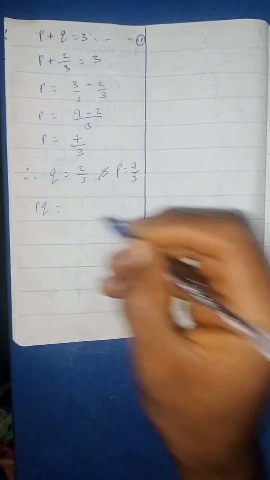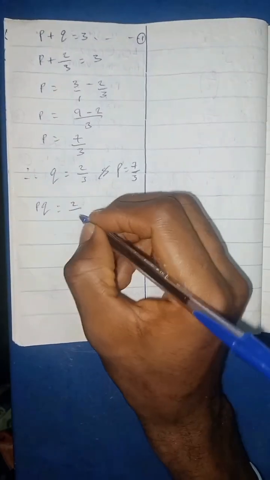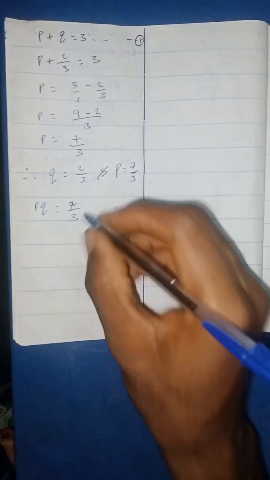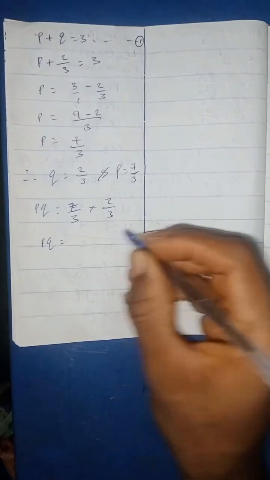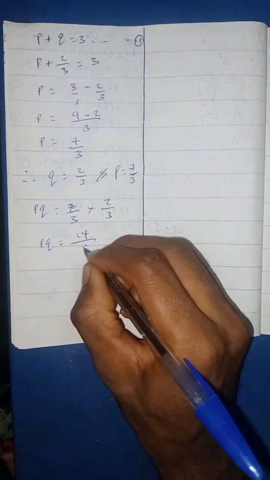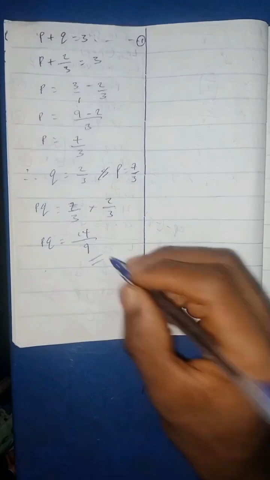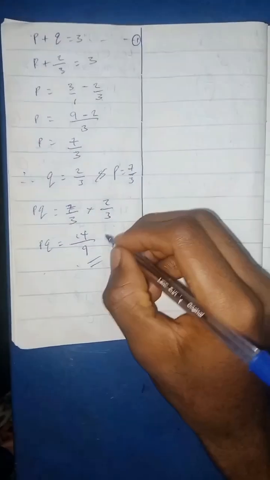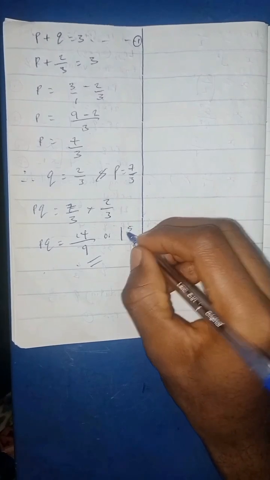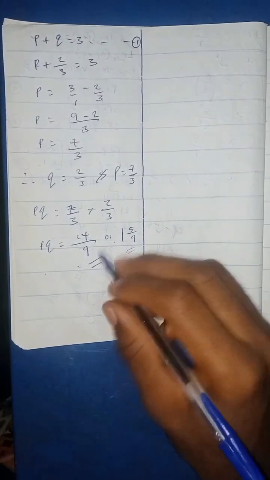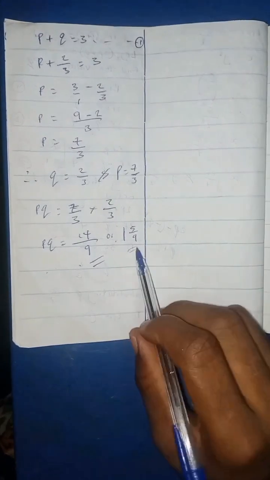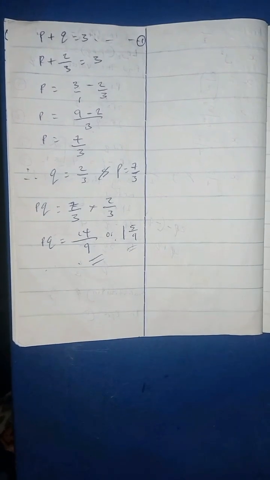Remember, the question asks us what's the value of pq. So the value of pq will be 7 over 3, which is p, times 2 over 3. So pq is equal to 14 over 9. Alright, so this is your answer. Or if you'd like to change it to a mixed fraction, you'll be having 1 and 5 over 9, because 9 times 1 is 9 plus 5, that's 14. So any of these, you are correct if you write any of them. Alright, so going to the next question now.